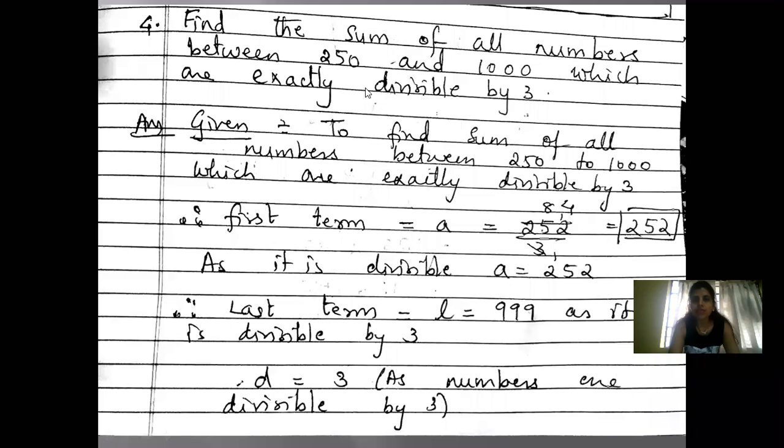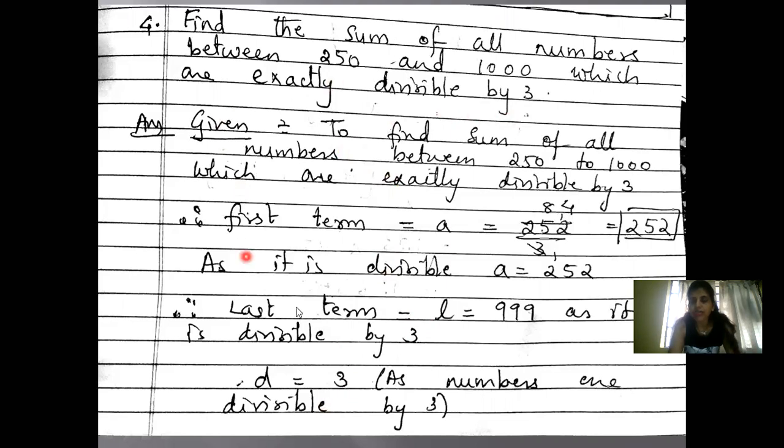So first, you are going to list the given things. As we have to find the sum of all the numbers between 250 and 1000 which are exactly divisible by 3, the first term a is equal to 252, because that is divisible by 3. I have divided and you can see that it is completely divisible. After that, the last number is 999, that is divisible by 3. And d is going to be 3, as it said divisible by 3.